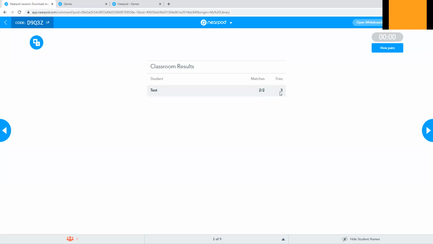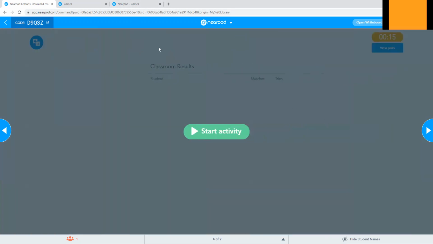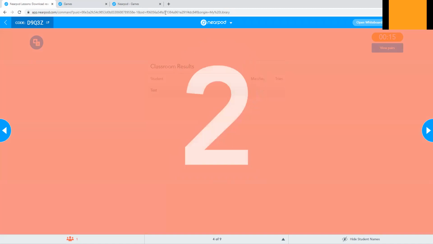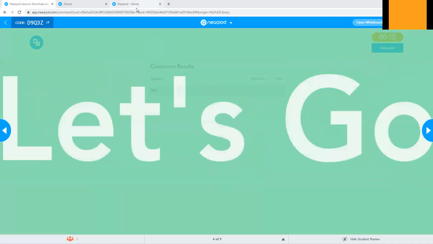The minimum you can get, the best one, is 2 tries. 3 tries is not really that good, but it's for young learners, so it's not really that bad. Now let's go to the next slide. In the next slide, it's still matching pairs.